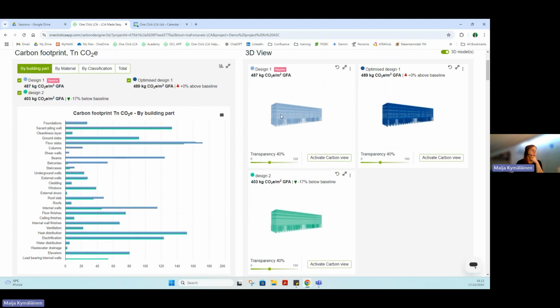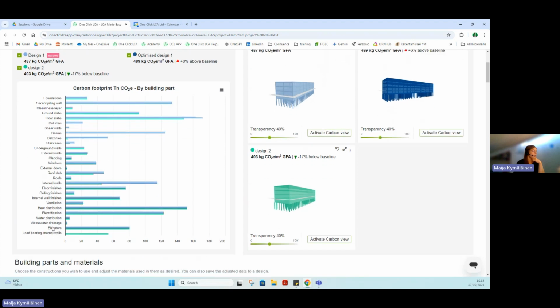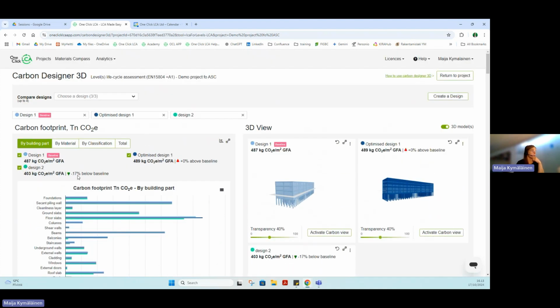All right, so here we are comparing our baseline to a similar type of building with load-bearing CLT walls, for example, and we can see that we have reductions, not in foundations or second piling walls, but, for example, floor slabs are smaller, and we are missing entirely columns, beams, and shear walls because we have those load-bearing structures. Our balconies, for example, are made of wood, so they are much smaller. And then we have roof slabs and so on. So it's basically 17% below baseline here.